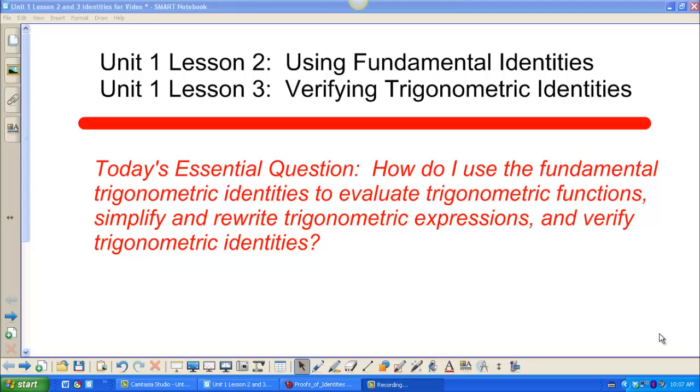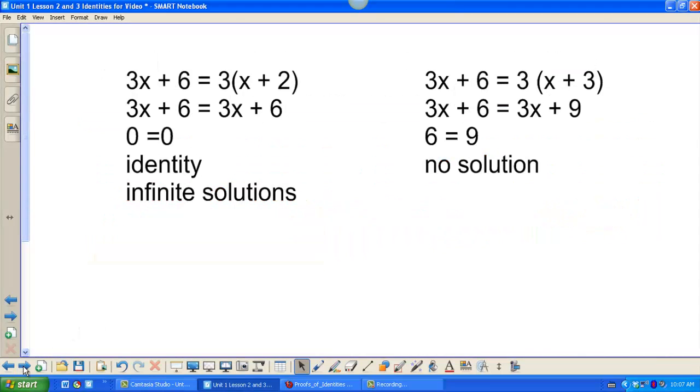Welcome to Unit 1, Lessons 2 and 3, where we are going to learn about identities. This video addresses the fundamental identities, but by the end of this lesson, you would be able to use those fundamental identities to evaluate trig functions, to simplify and rewrite trig expressions in a form that might be more useful, and verify trigonometric identities.